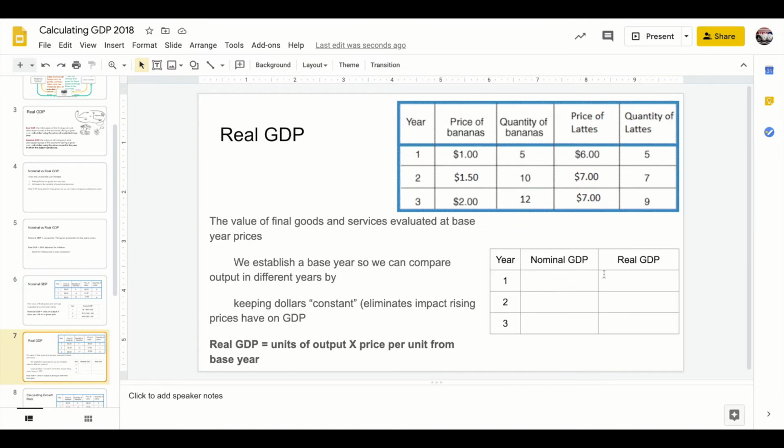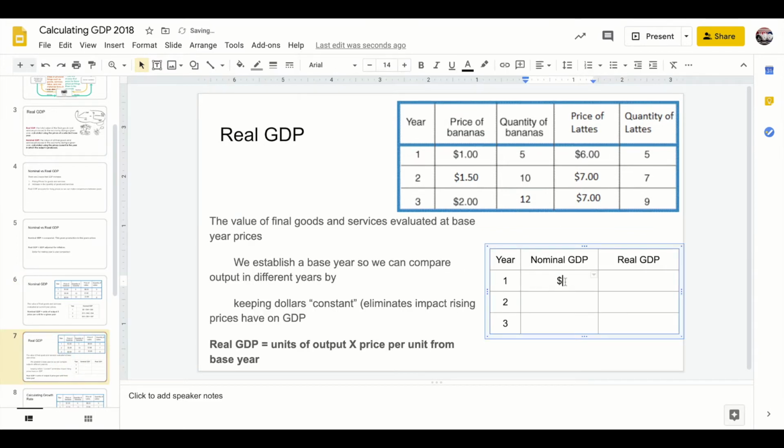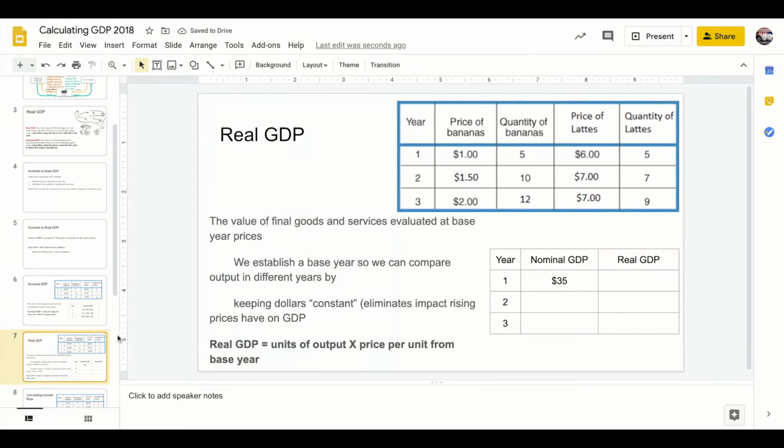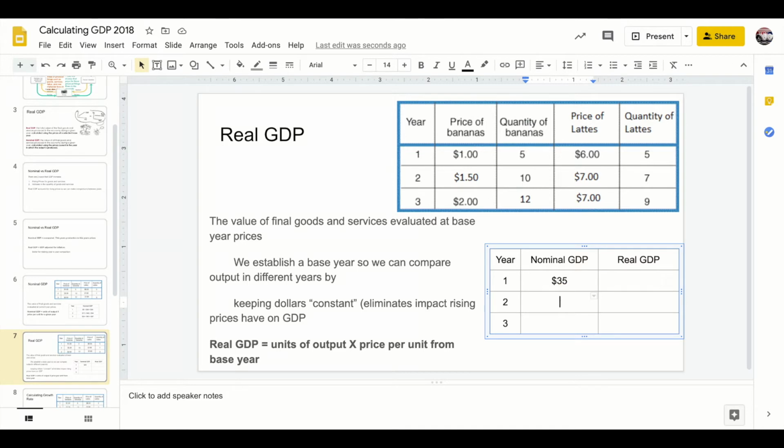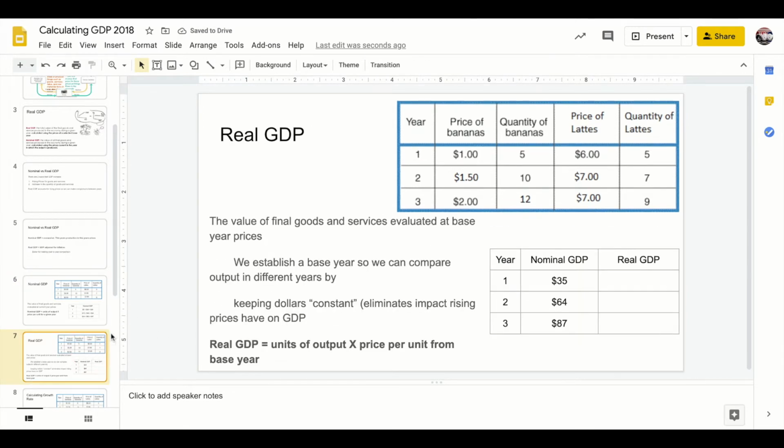I got to add these. Sorry, got to bring them over here so we don't get mistaken. 35, 64, and then what was it? 87? Let's make sure I remembered correctly. Yes. Okay.